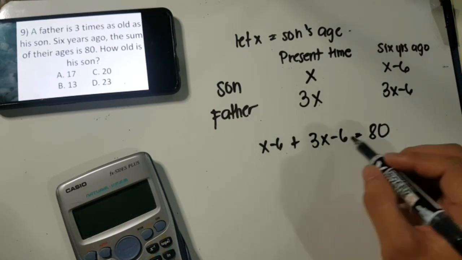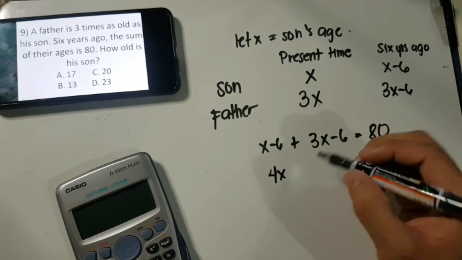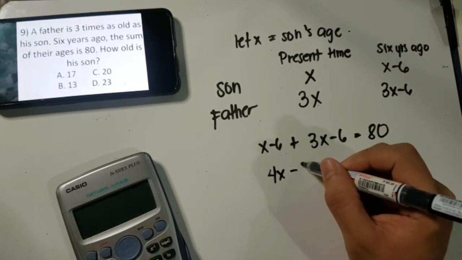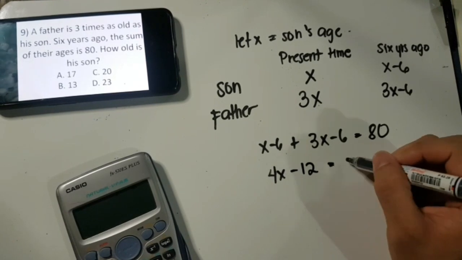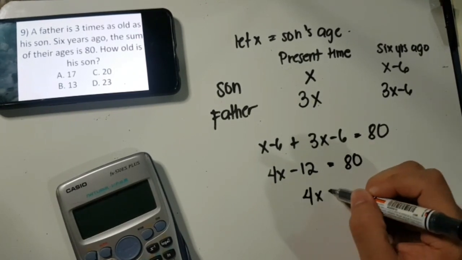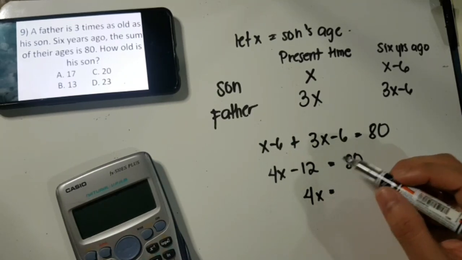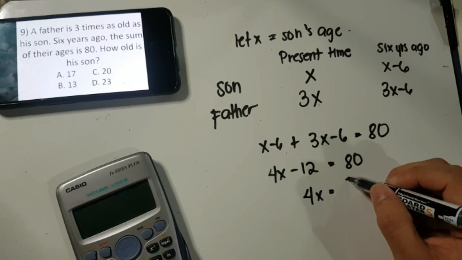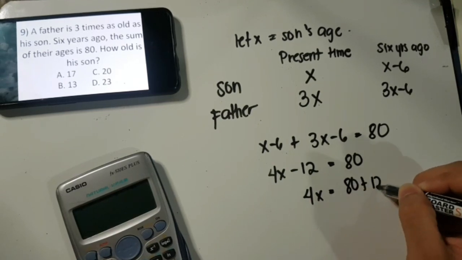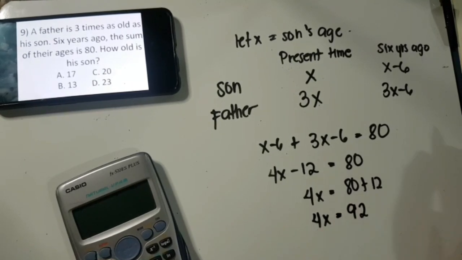So, we can combine like terms. So, x plus 3x is 4x. Negative 6 minus 6, that is negative 12, is equal to 80. So, 4x, add both sides si 12 para makancel sa isang side. Makancel dito sa side na to. So, 80 plus 12. So, 4x is equal to 92.